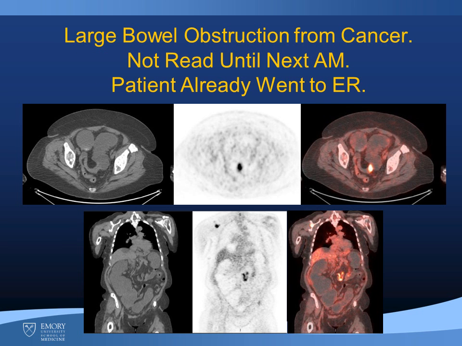This is a patient who has large bowel obstruction from cancer, and we could actually see the transition zone in the pelvis. The study was actually not read until the next morning. This was done as a very late case, and in fact, the patient had already gone to the emergency room for abdominal pain.